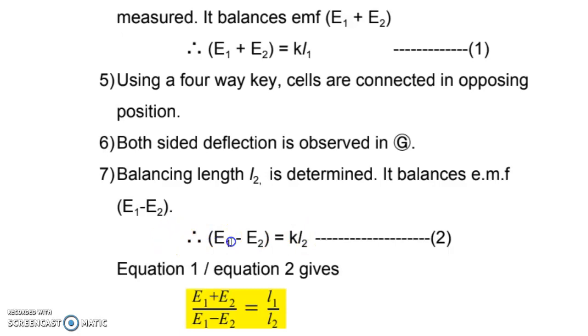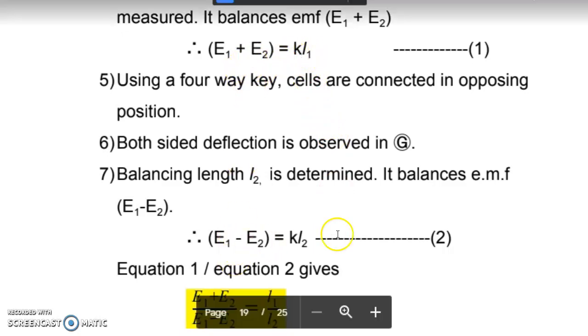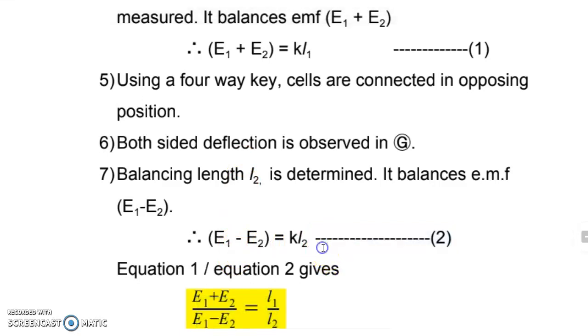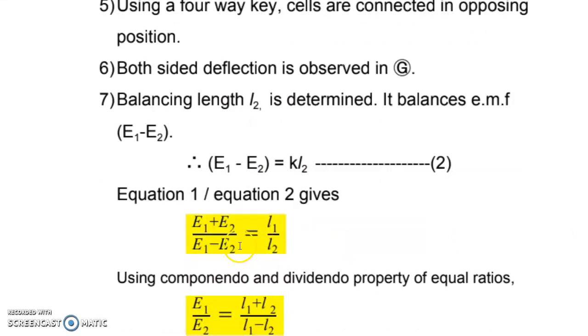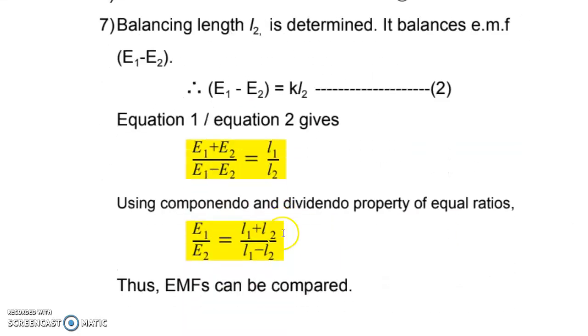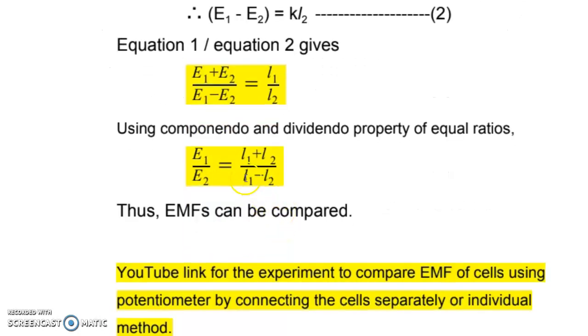So if you get E1 minus E2 is K times L2, then I can take a ratio of these two equations: E1 plus E2 upon E1 minus E2 is equal to L1 divided by L2. And if I then use the componendo and dividendo property of equal ratios, I'll find that E1 upon E2 is equal to L1 plus L2 upon L1 minus L2.